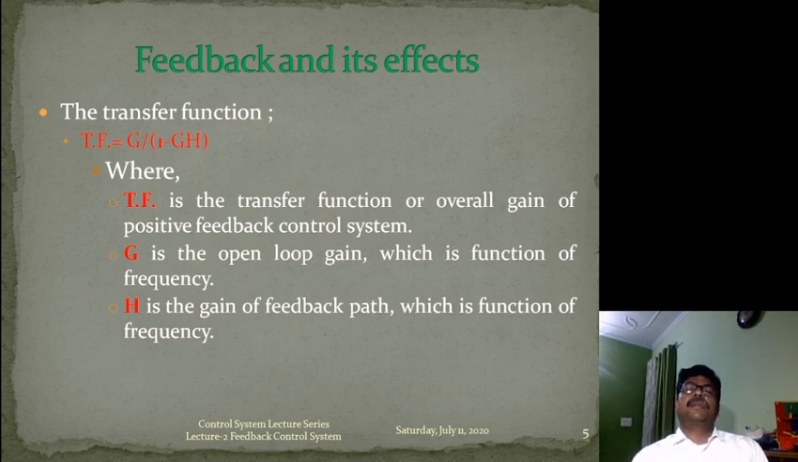The transfer function of a positive feedback system can be obtained as G upon 1 minus GH, where TF is the transfer function or overall gain of the positive feedback control system. G is the open loop gain, which is a function of frequency. H is the gain of the feedback path, which is also a function of frequency.